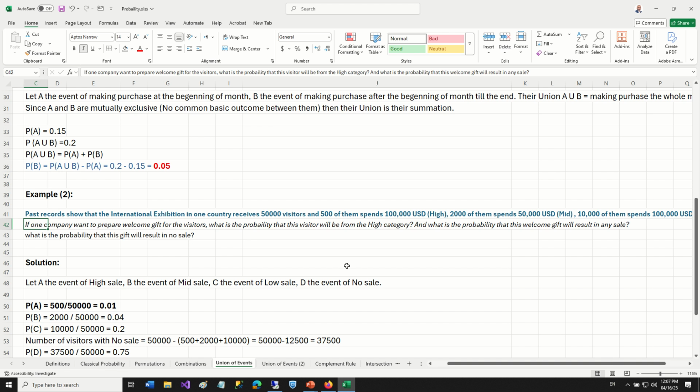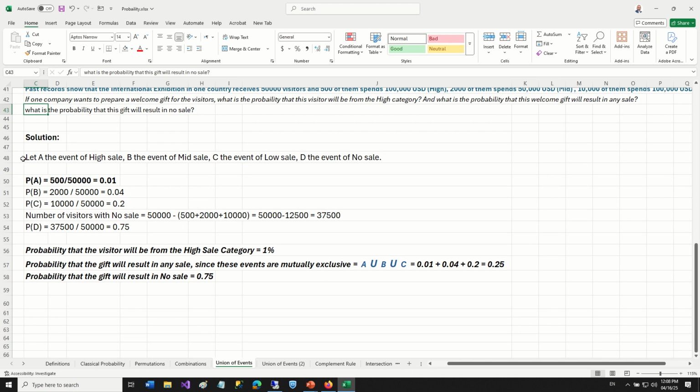If one company wants to prepare a welcome gift for the visitors, what is the probability that this visitor will be from the high category? And what is the probability that this welcome gift will result in any sale? And what is the probability that this gift will result in no sale? Look at the solution now. Let A be the event of high sale, B the event of mid sale, C the event of low sale, and D the event of no sale.